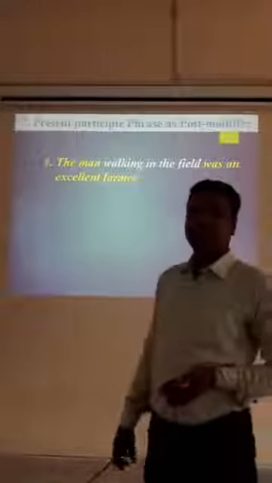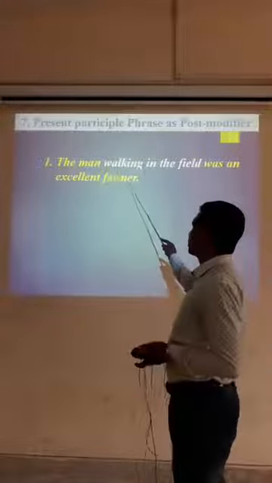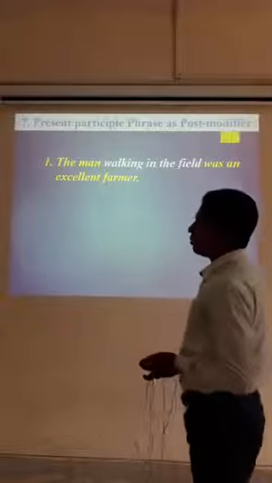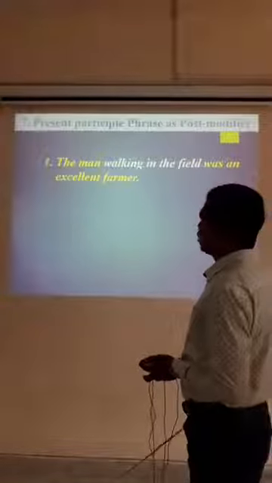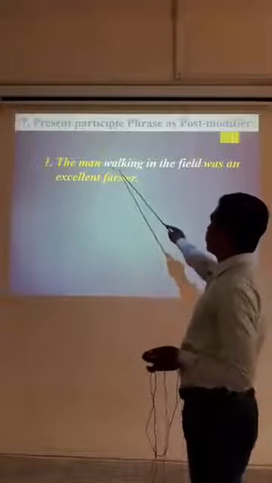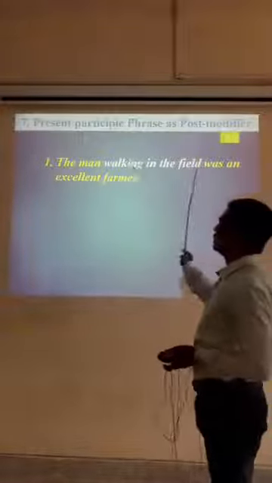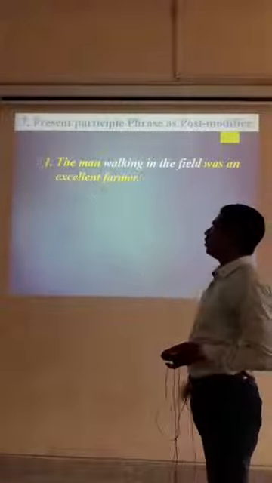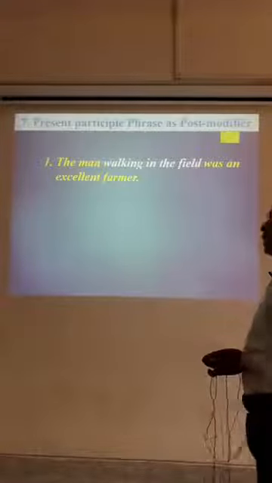with a verb, if you use ing, that is, you can say it is a present participle. Verb present form of a verb. If you use ing, you can call it a present participle. Now, present participle phrase, walking in the field. The man walking in the field was an excellent farmer. This walking in the field indicates the word the man after sitting. So the phrase is a present participle phrase used there as post modifier.